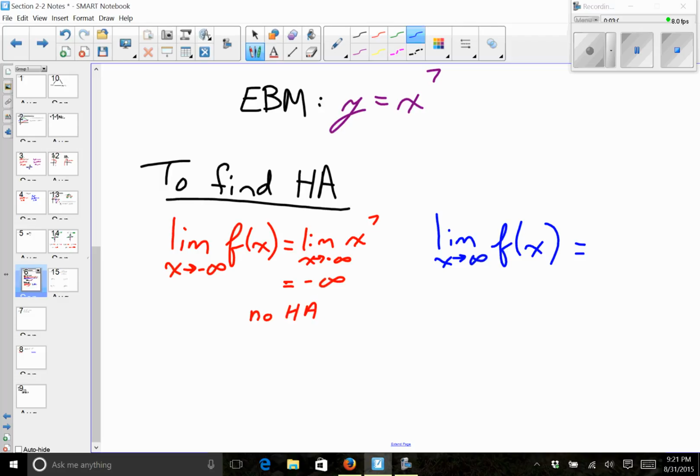Going to the right, x going to positive infinity of my function. To find a horizontal asymptote to the right, I can instead find the limit as x goes to positive infinity of the end behavior model. Well, the limit as x goes to positive infinity of x to the 7th is just infinity, and so to the right there's also no horizontal asymptote.